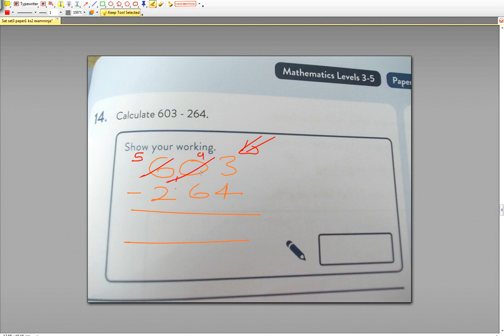So that gives you 9, and then that becomes 13. 13 take away 4, we can't do it. 9 take away 6 is 3, and 5 take away 2 is 3. Are we happy with that, folks? Yes. Okay, is everybody happy with the answer?